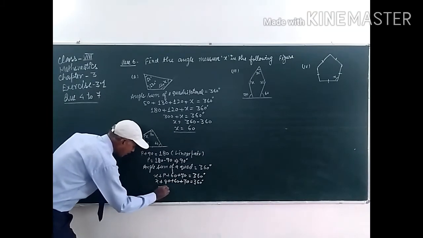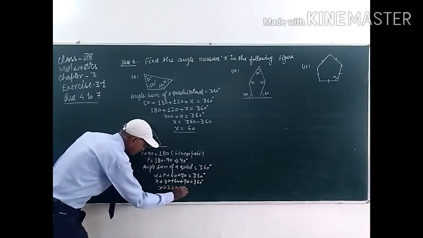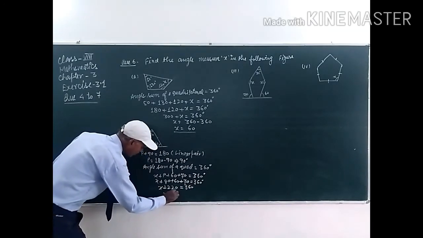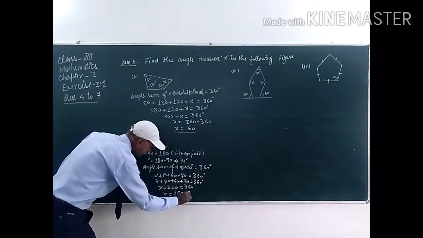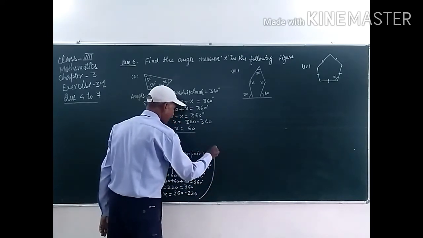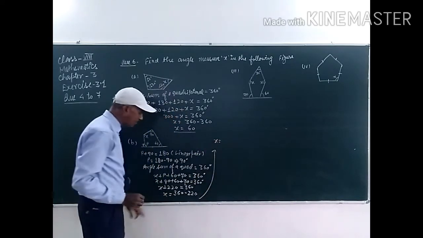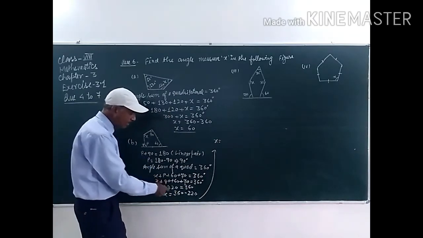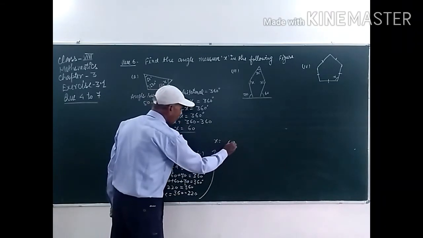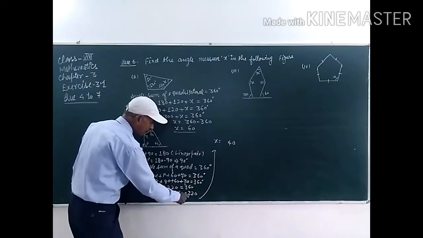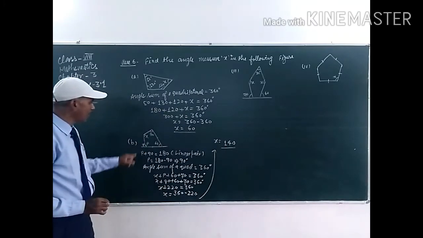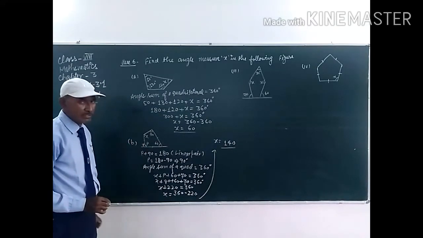So x plus 220 is equal to 360 degrees, and x is equal to 360 minus 220. Subtracting, we get x equal to 140 degrees. The value of this angle will be 140 degrees, students.